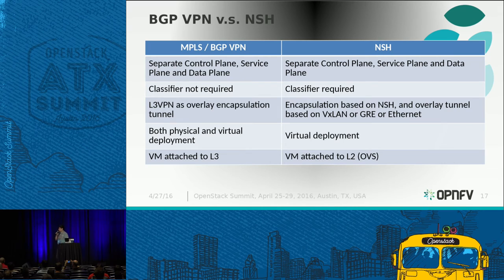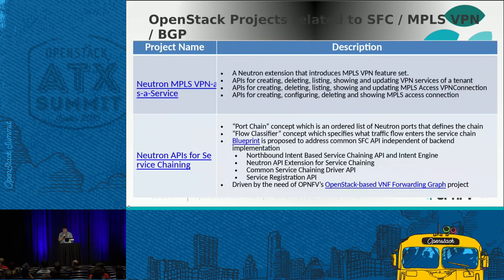And so in the last few minutes, I'll give a little bit of summary about the different approaches. That's a summary table about the BGPVPN approach and the NSH approach. And as you can see, they have some similarities and some differences. For example, the classifier is required in the NSH approach, but not required for the BGPVPN. It's destination-based for the chain. And one is for L2, the other one is for L3, and one is for the virtual deployment, the other one is for both the physical and the virtual deployment. So that's a very brief summary about the approaches.